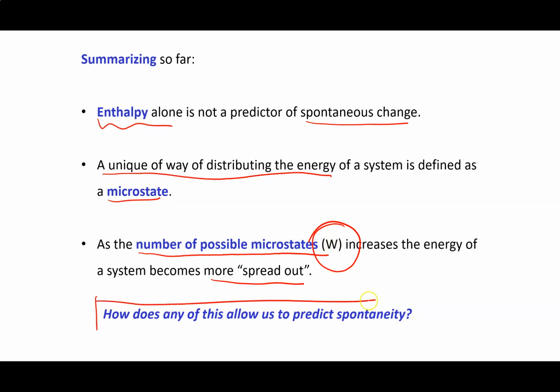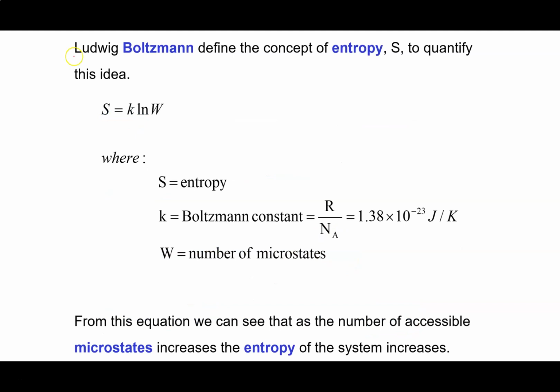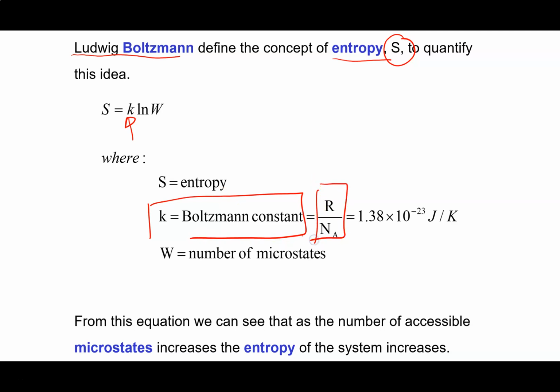So the question now becomes how does any of this stuff allow us to predict if a process is spontaneous or not? So a mathematical physicist by the name of Ludwig Boltzmann defined the concept of entropy, and he gave it the symbol uppercase S. And he said that the entropy of a system is equal to a constant, k, which is called Boltzmann's constant, and k is just the ideal gas constant divided by Avogadro's number, multiplied by the natural logarithm of that concept we just introduced a moment ago, the number of microstates.